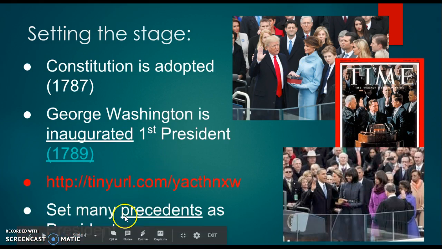If you know, that's different. It's not presidents, precedents. He was the first one, so of course he's going to be able to set an example for several others. And we talked about the word precedent.